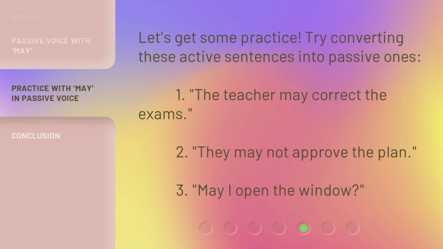Let's get some practice. Try converting these active sentences into passive ones. 1. The teacher may correct the exams. 2. They may not approve the plan. 3. May I open the window?